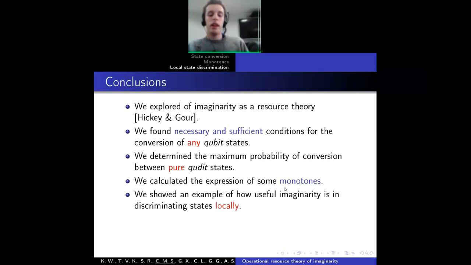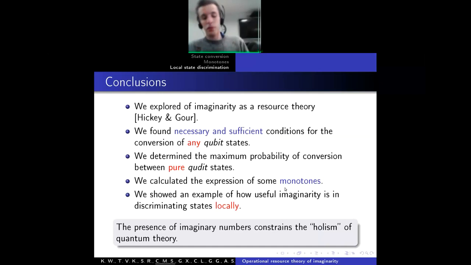And I want to just conclude with some more foundational notes: the presence of imaginary numbers limits the amount of holism we have in quantum theory. So people say quantum theory is a holistic theory. With imaginary numbers, it is actually less holistic than it could be, because we can still discriminate states locally, but if we only have real numbers, there are some states that can only be distinguished perfectly using a global real measurement, not an LOCC one. Okay, so with that, I'd like to thank you for your attention, and here are some references.